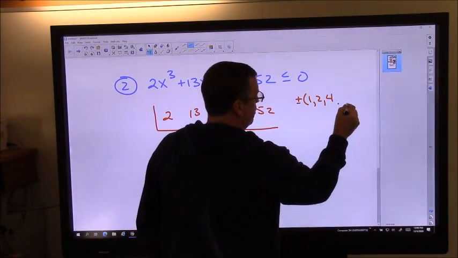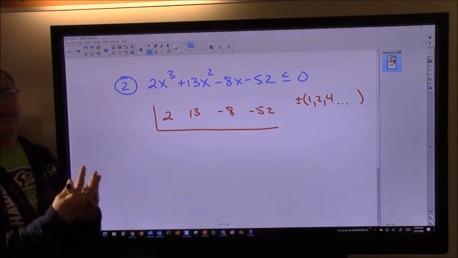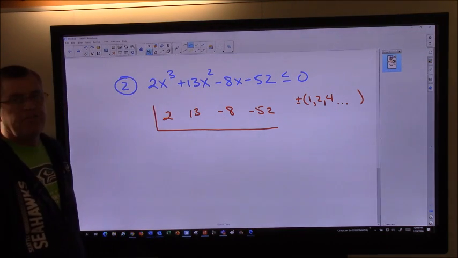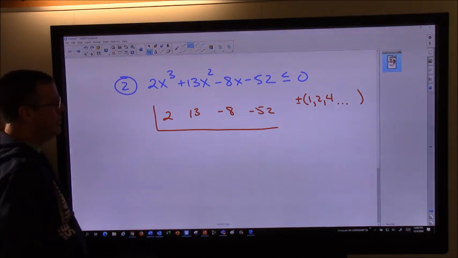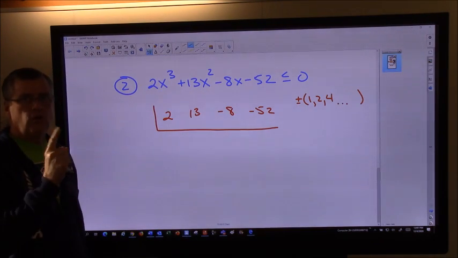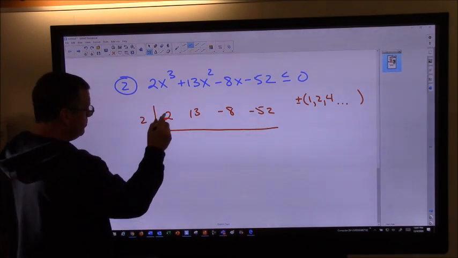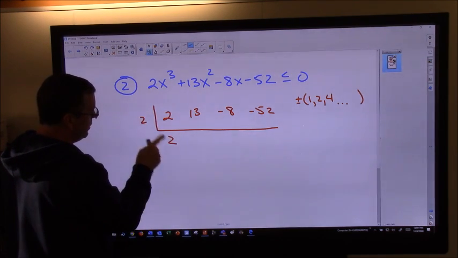And there's some others. But for right now, I'm just going to start working with those. I don't really have to make the full list. I just need to find something that works. Okay? I'm not going to try 1 because these don't add up to 0. 1 only works if those all add up to 0. So I'll try 2. Bring the first number down, I'll multiply and get 4.